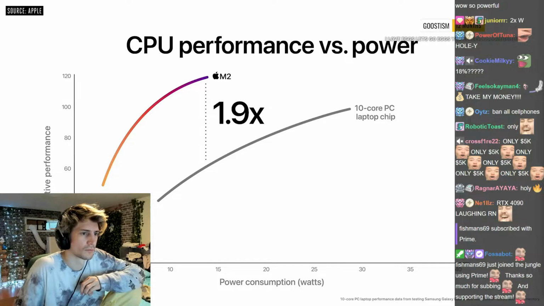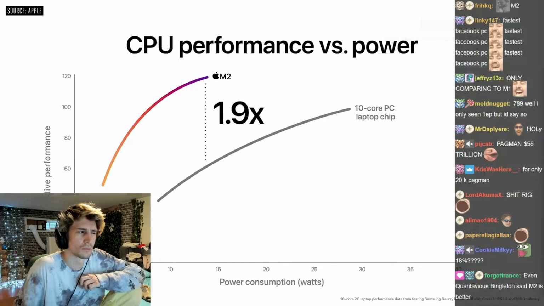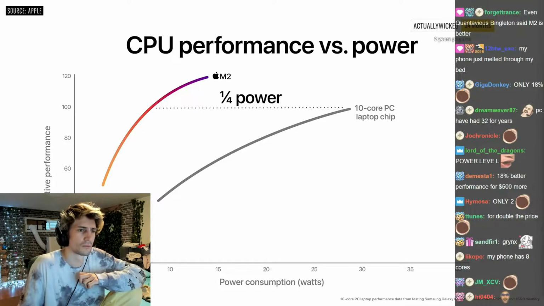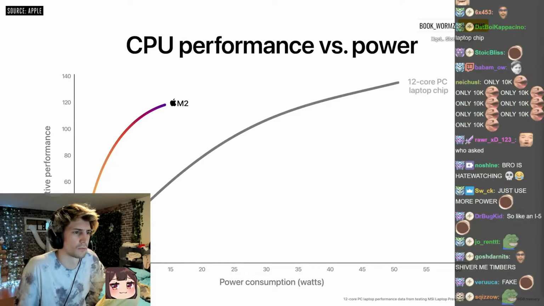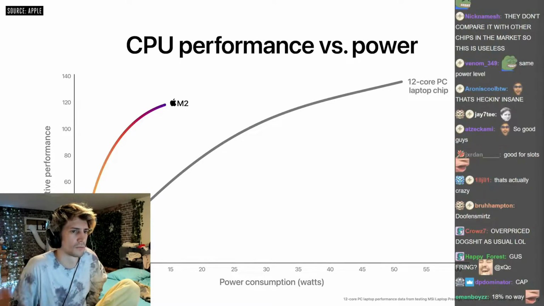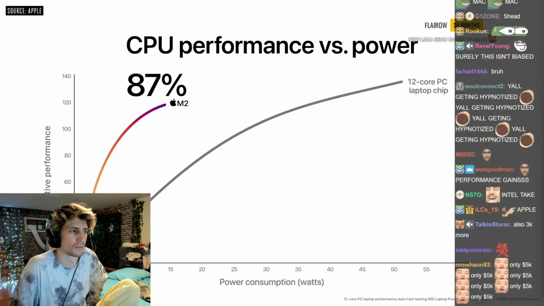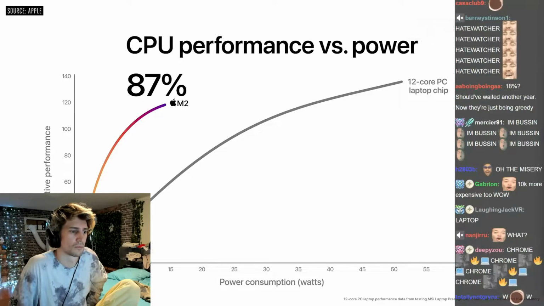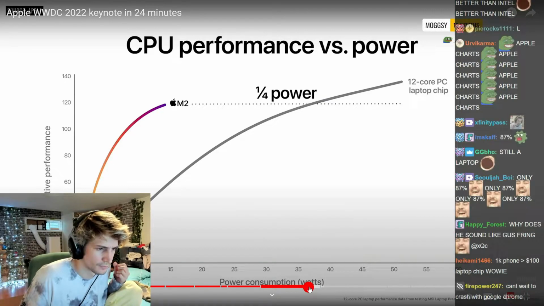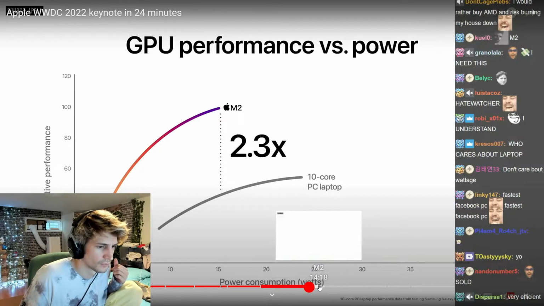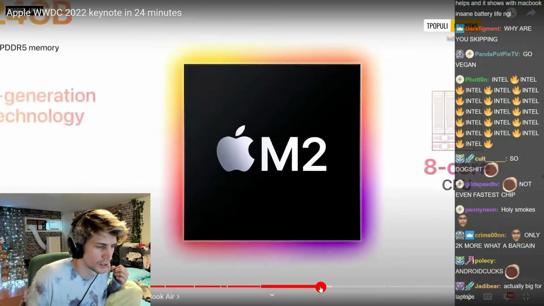And M2 delivers the peak performance of the PC chip while using a quarter of the power. Now let's compare M2 to the latest 12-core PC laptop chip, which needs dramatically more power to deliver an increase in performance. M2 delivers nearly 90% of the peak performance of the 12-core chip while using just a quarter of the power. This is what we mean by faster performance at the same power level. And what else? That's M2.